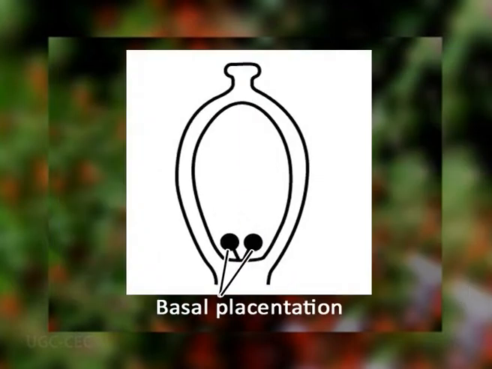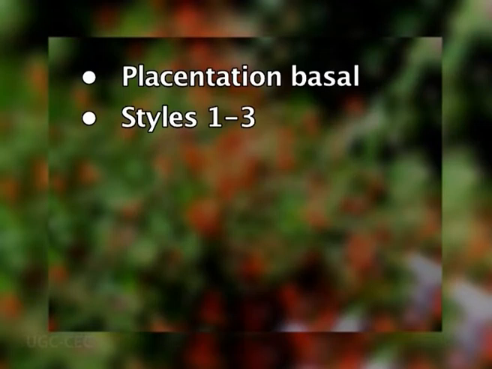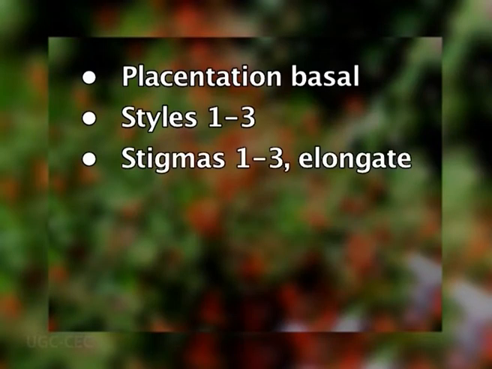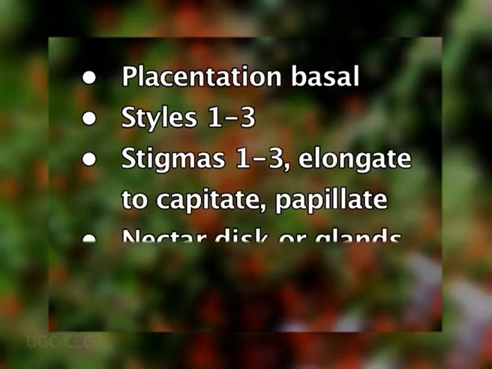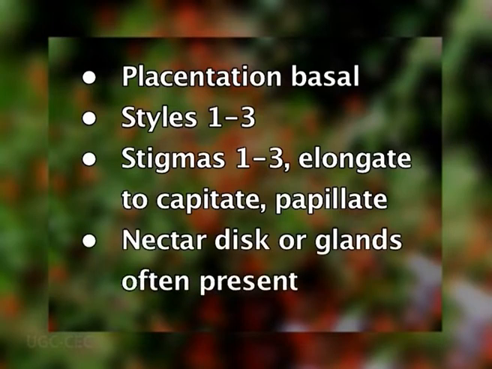The placentation in Amaranthaceae is characteristically basal. The styles are 1 to 3 and the stigmas are 1 to 3. But these stigmas are elongate to capitate, and also they are always papillate. The nectar disc or glands are often present at the ovary.